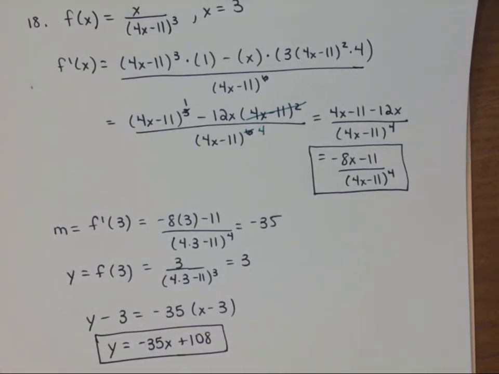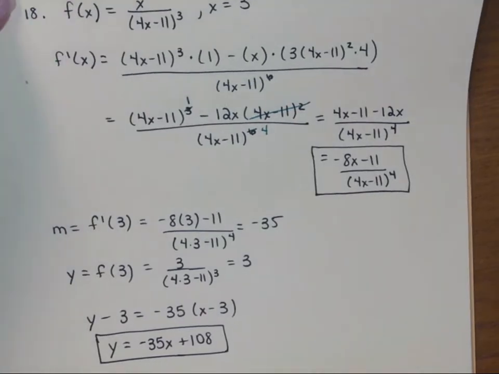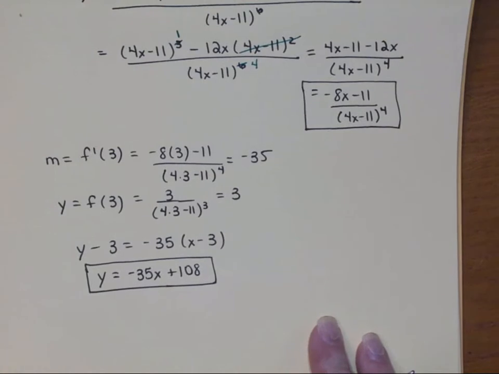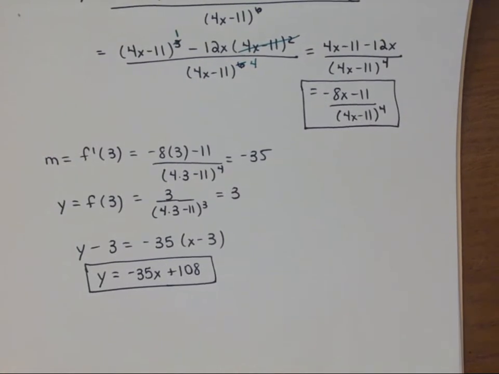Notice for 16 through 18, you find the derivative, right? Simplify it as much as possible. Use that to find the slope. Then use your y minus y1 formula.